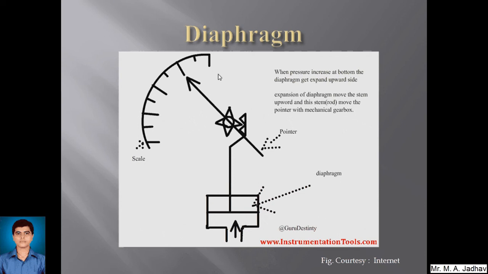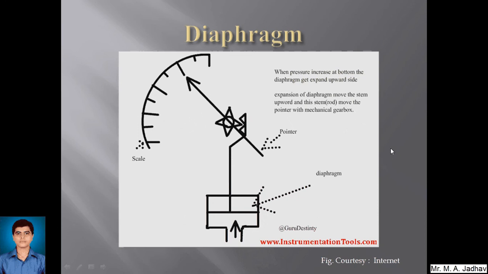So here they have explained the figure. When pressure increases at the bottom of the diaphragm, it gets expanded in the upward side. Expansion of the diaphragm moves the stem upward, and the pointer, which is connected to a gear, will move. So this is the diaphragm.